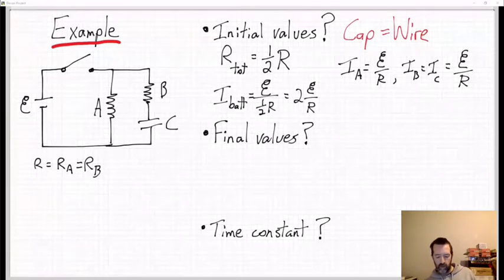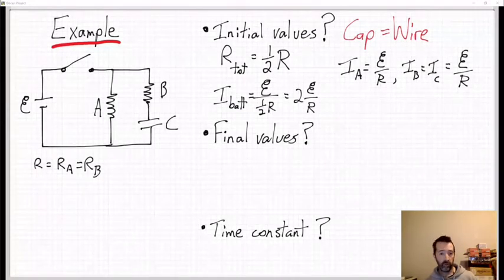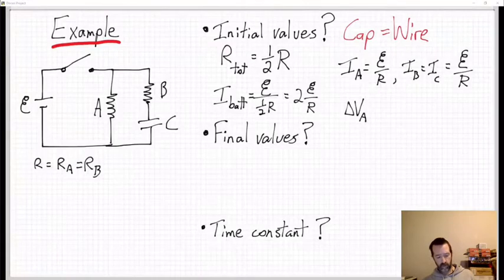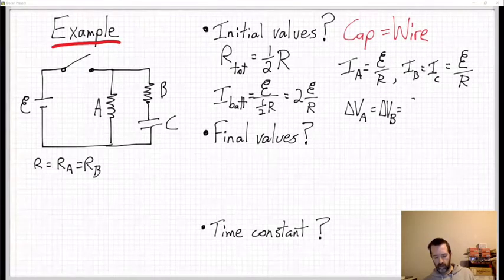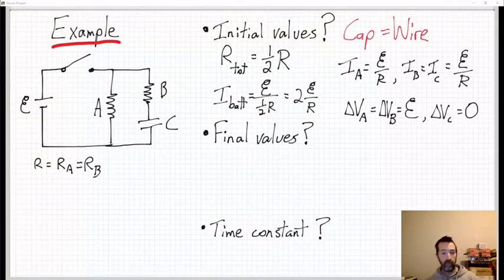I could also use those currents to calculate the initial potential differences for the resistors, since the potential difference of a resistor is always I times R. So both of the resistors have initially a potential difference of E. So delta VA, delta VB, those are both E. Delta VC is 0, because the delta V for a capacitor is based on the amount of charge, and at the beginning the charge of the capacitor is 0. So that's all the initial stuff.